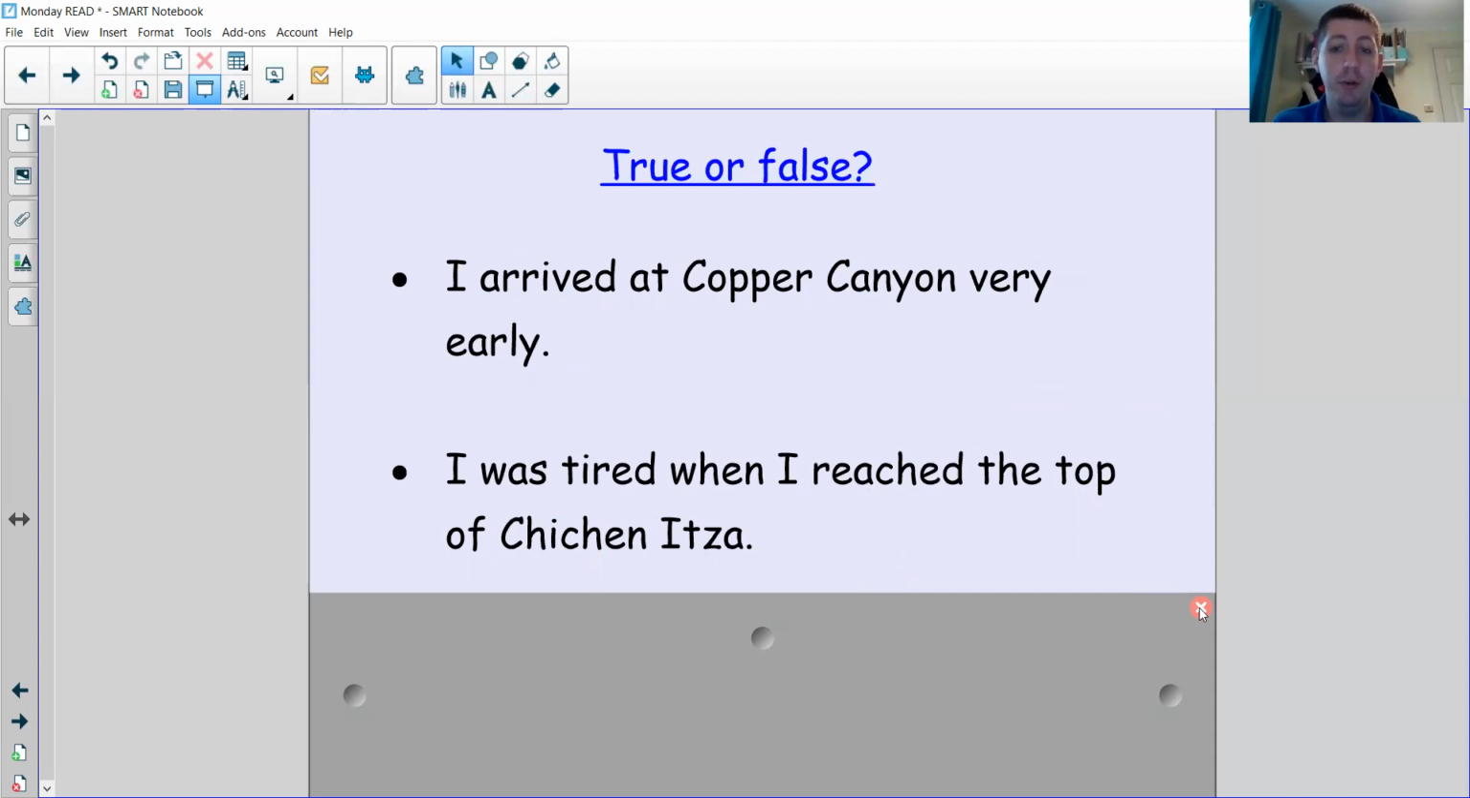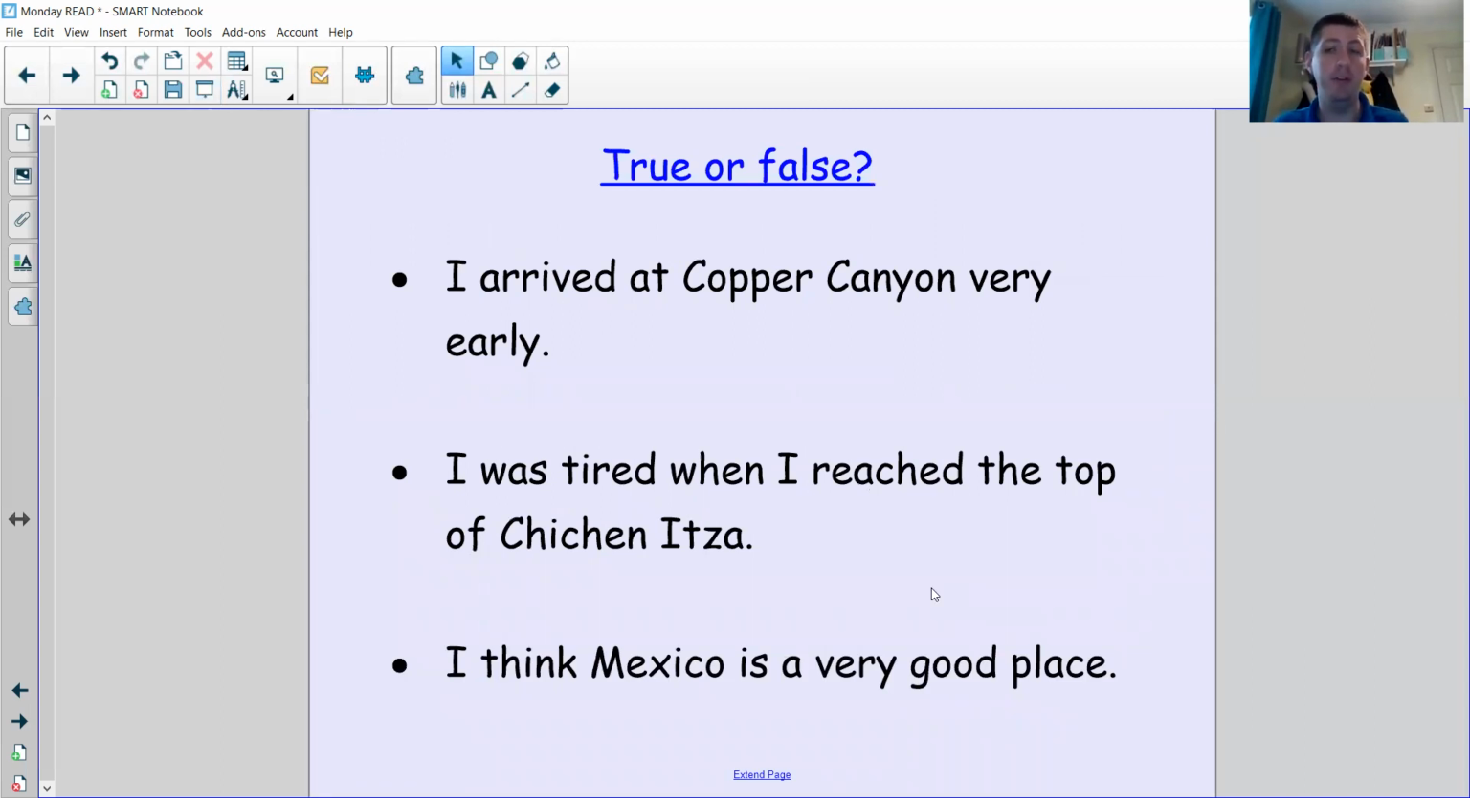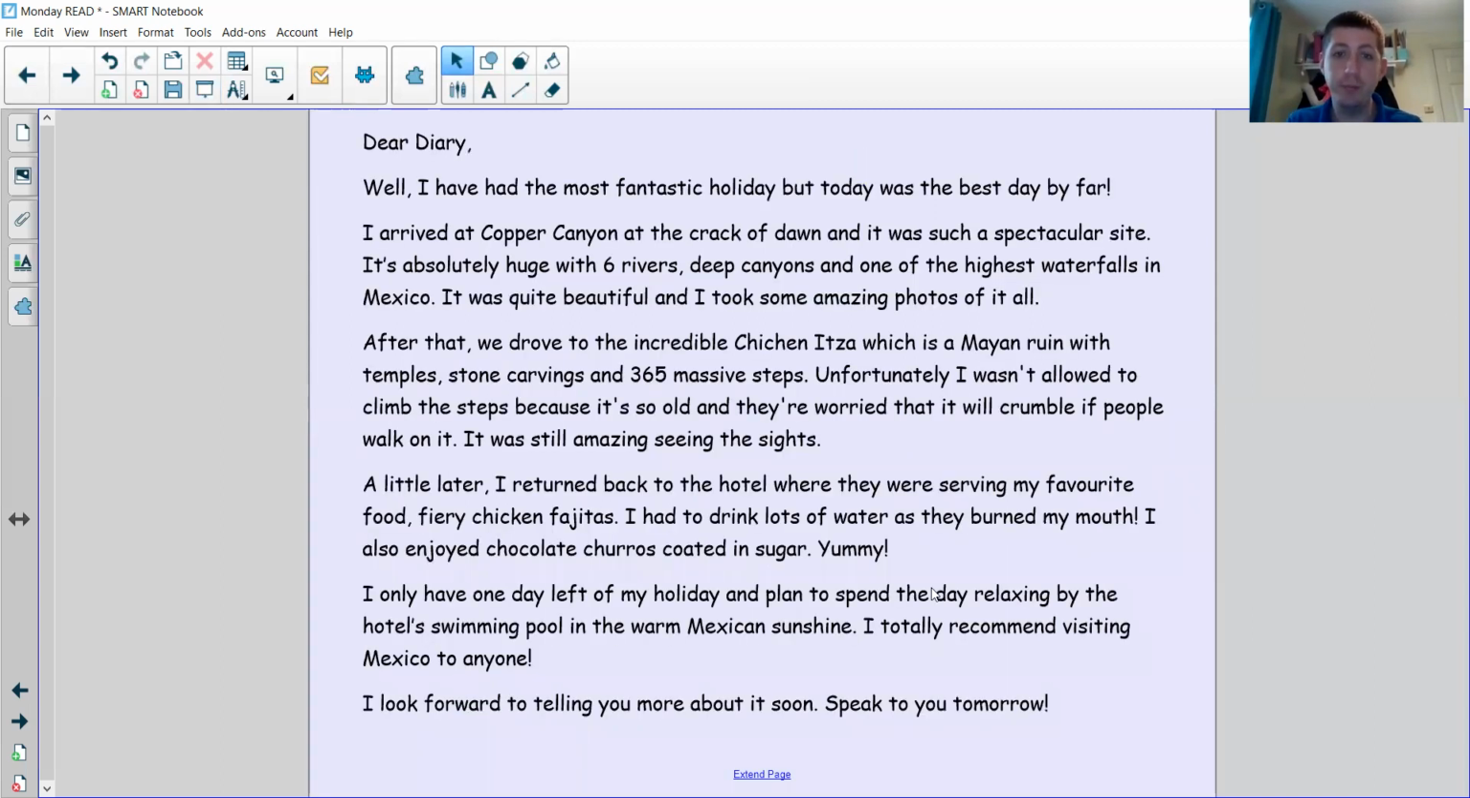Last statement, is this true or false? I think Mexico is a very good place. Have a look at the text. Does the person writing this think that Mexico is a very good place? And how do you know?